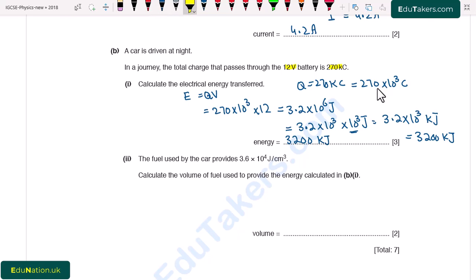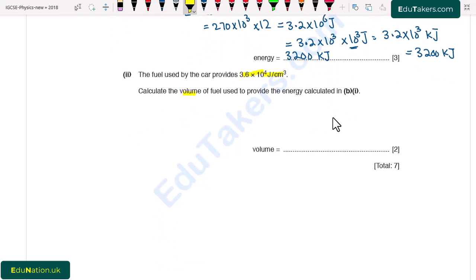Part 3. The fuel used by the car provides 3.6 into 10 to the power 4 joule per cubic centimeter. Calculate the volume of fuel used to provide the energy calculated in B part 1. So here we can see that we have to find out the volume that is used by the fuel. So it will be equal to volume of fuel used.